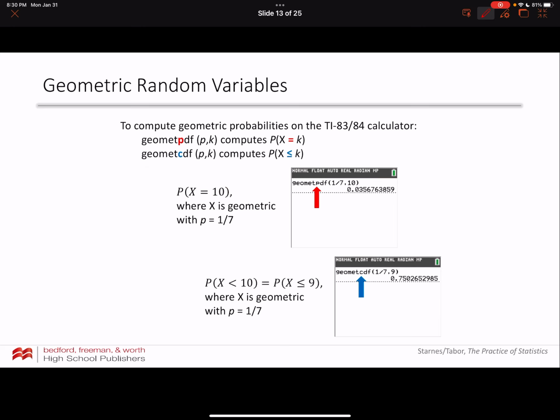On the other hand, for the second question, we wanted the probability that x was less than 10. Remember, when you use a CDF, it only gives you x is less than or equal to areas. So you have to convert that into less than or equal to, and it'll give you that area as well.